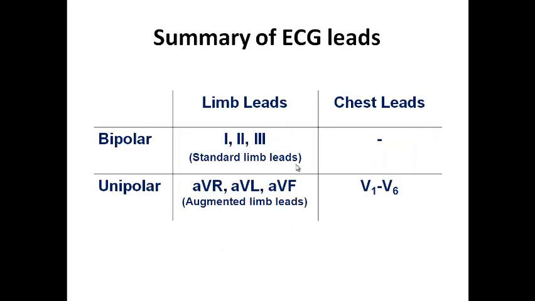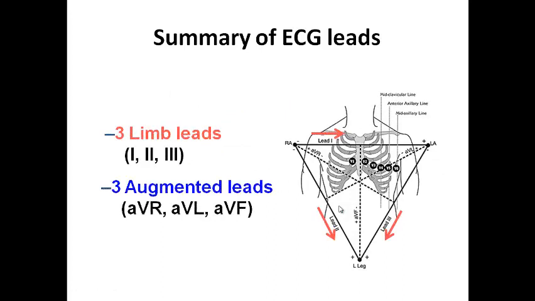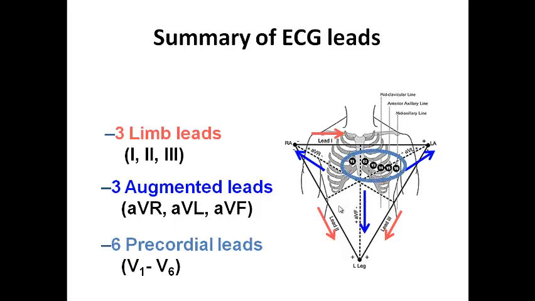So finally, we can have the summary of the ECG leads: we have 2 groups of limb leads, 3 bipolar limb leads and 3 unipolar augmented limb leads, and we have of course 6 chest leads, which are considered unipolar, not bipolar leads. This is how the ECG leads see the heart. Now we can see where the positive pole of each limb lead is directed, and according to this, we can understand the morphology of the waveform in each of these leads.